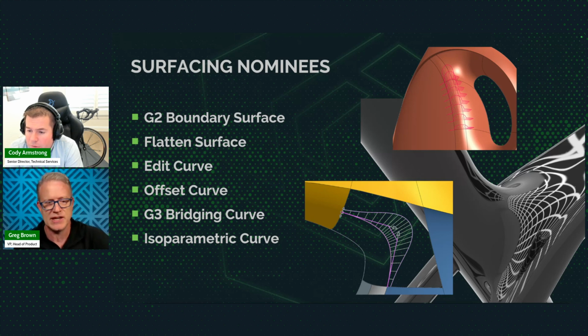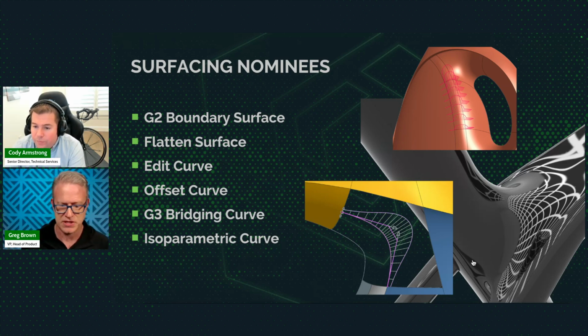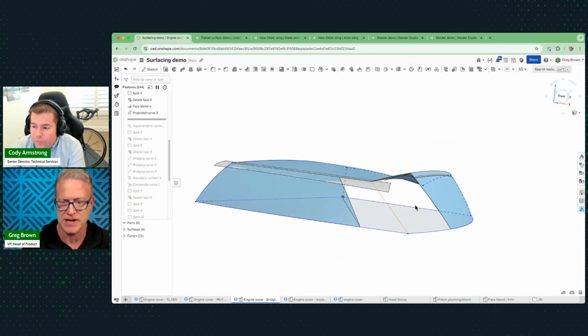And finally, a really long word, isoparametric. Isoparametric curves are used heavily in advanced surfacing techniques, and those are now within reach of all Onshape users. Let me switch over and show you a couple of those right now.